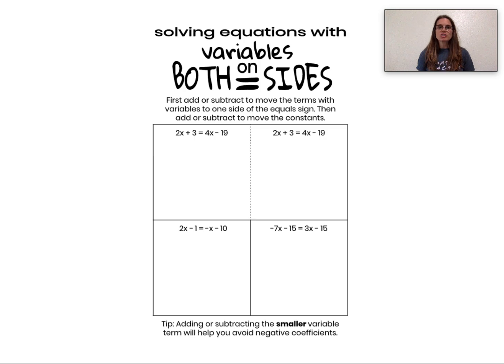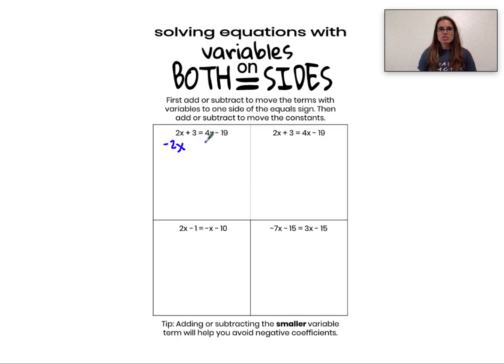When solving an equation with variables on both sides of the equal sign, I need to add or subtract one of the variable terms so that I only have a variable on one side of the equal sign. In this first example, 2x plus 3 equals 4x minus 19. I can either subtract 2x from both sides of the equation, or I can subtract 4x from both sides of the equation. Let's go ahead and try both of those strategies.